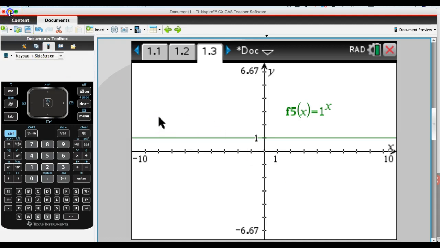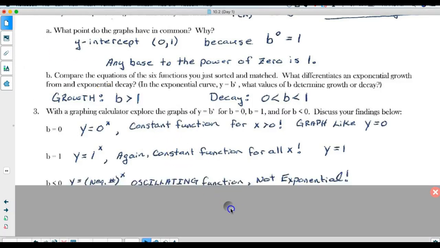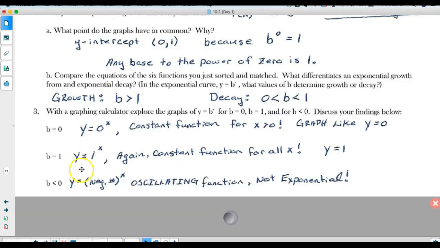Now the crazy one over here is, what happens if b is negative? Well, if b is a negative number, I don't care what negative number it is, if a number is less than 0, it's negative. And whenever I'm raising a negative number, notice there's parentheses around that negative number, to a power, what I get is an oscillating function, because whenever that exponent is an odd number, it's going to spew out a negative number. And whenever that exponent is even, when I raise a negative to an even number, it's always a positive.